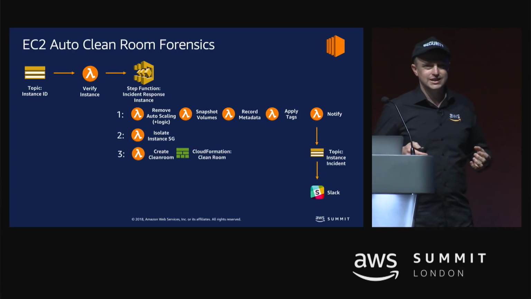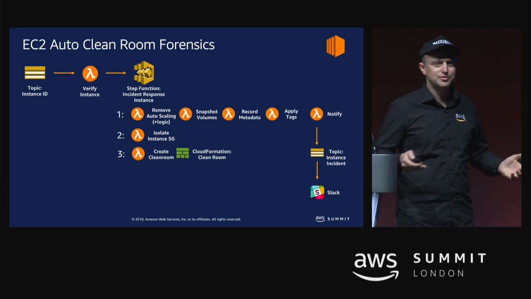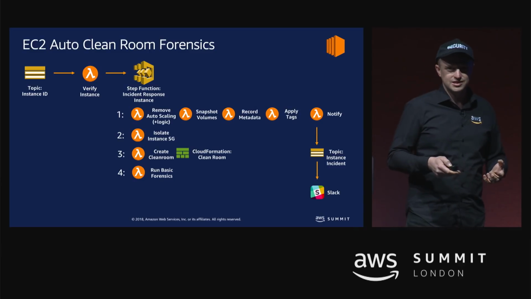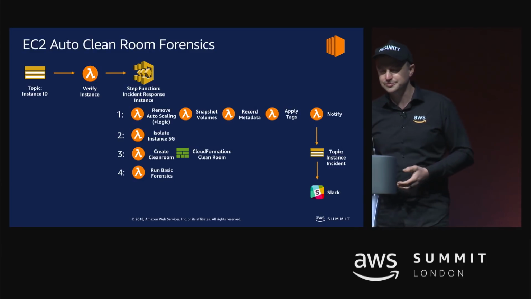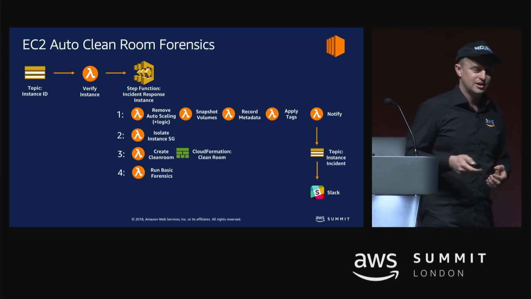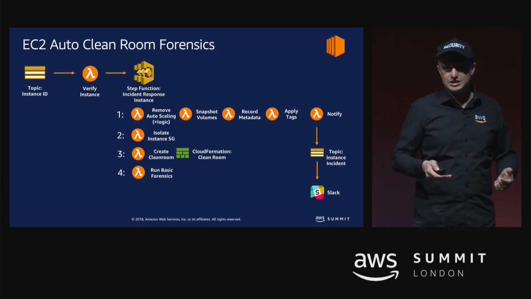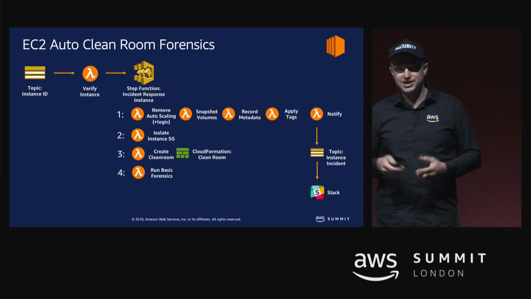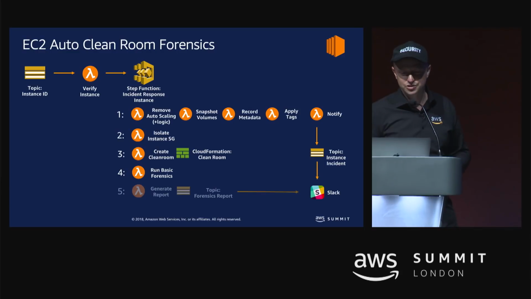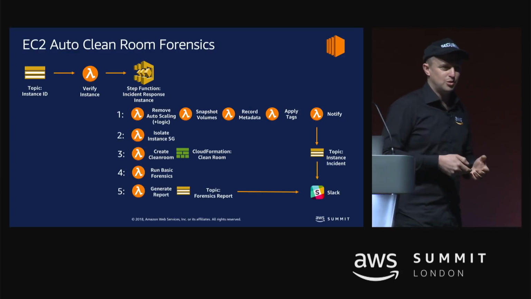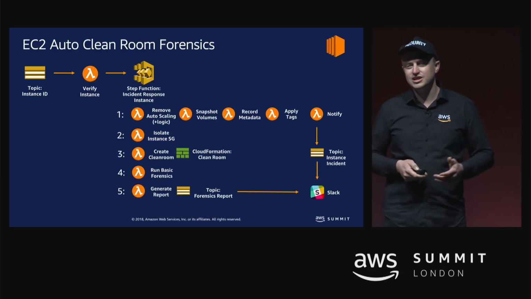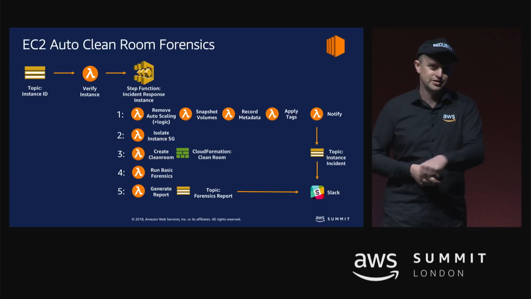We're then going to create a clean room using CloudFormation, completely separate VPC, and we're going to launch a forensic investigation instance, which has all the tools pre-built in an AMI, and we're going to run the basic forensics. The demo that's up on GitHub is only running file-based forensics, and really is just a demo for deleted files. But of course, you can take it and extend the code with what you want to do for your solution. We're then going to generate a report, and it takes 5 to 10 minutes, depending on the instance size and the volumes attached. Then we're going to send that through to the Slack channel as well.